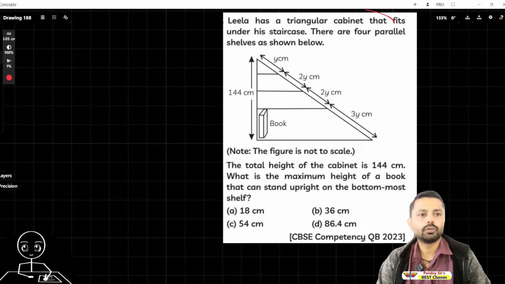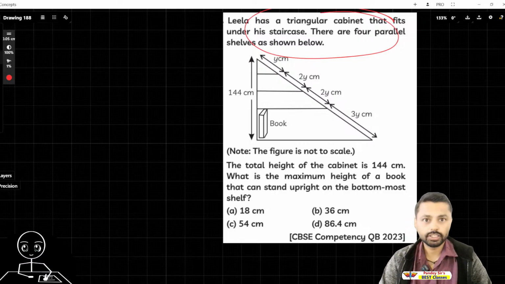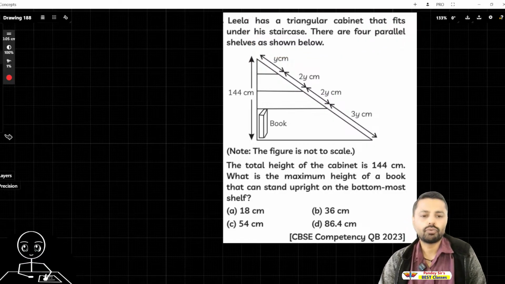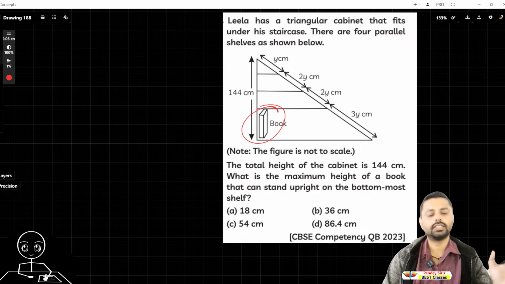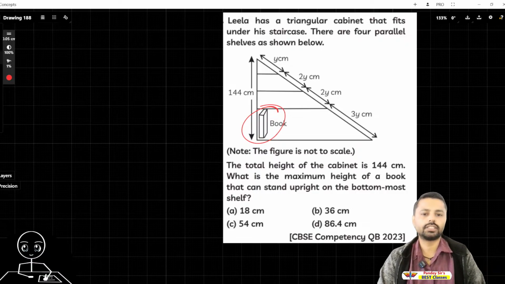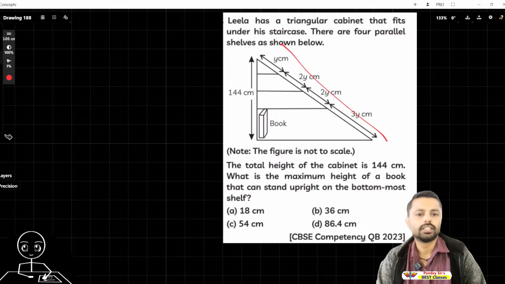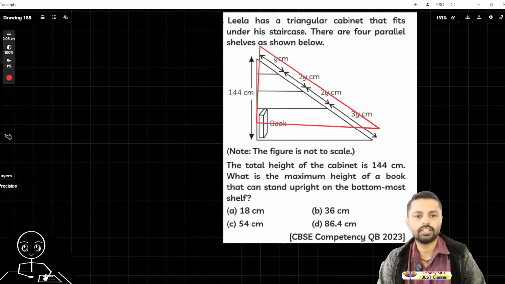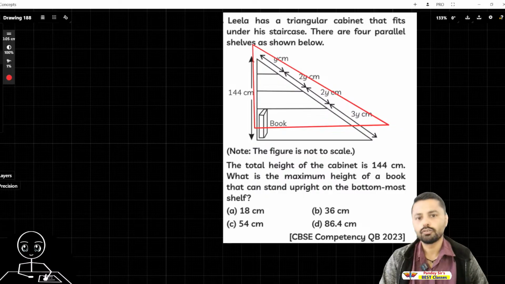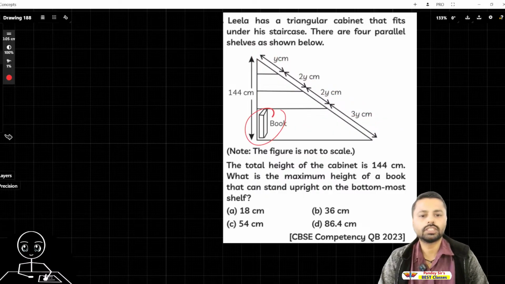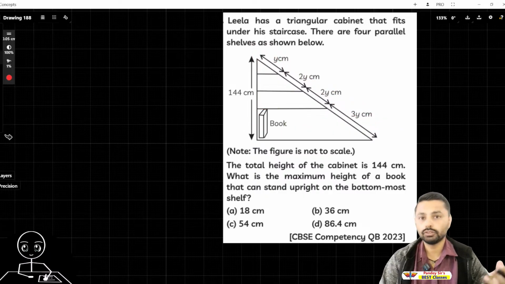So you can read the whole question. Okay, I have already read, so I'm telling. You have to find the largest size of the book. Like, what is the largest size that a book can fit in this rack? This is a rack or shelf below the staircase. Okay, we have steps to go up and down for that one. So what should be the size of this one? Now, how will you do it?